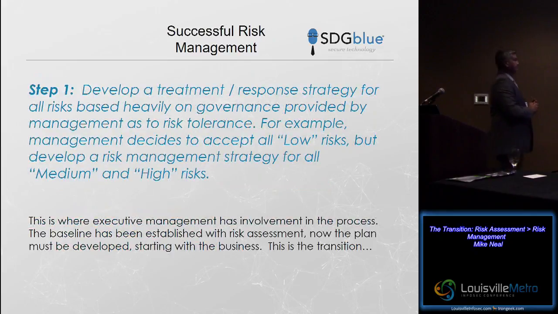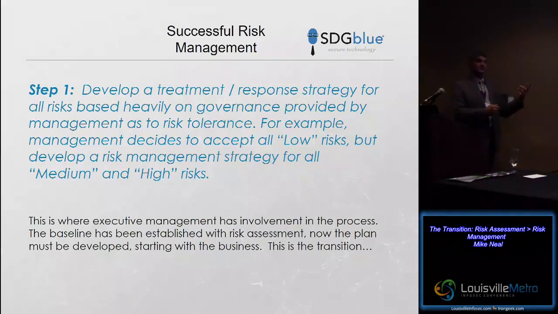So step one, develop a treatment and response strategy for all risks based on governance from management. We call this risk tolerance. How much risk is my organization willing to tolerate? And that can largely be dependent upon what the risk is, but that's going to be defined at a top level of the organization. You don't want people on the tactical side of risk management making these types of decisions.